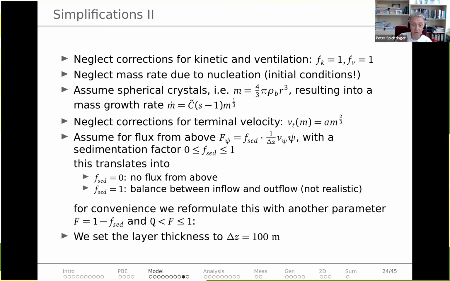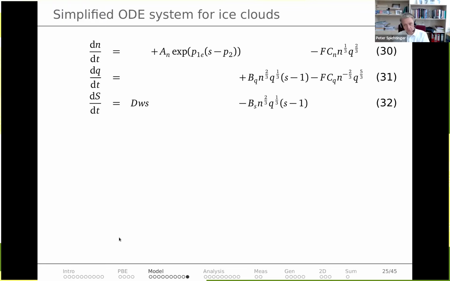And f equals 0 will be nothing is falling out. And we have a fixed layer thickness of the parcel. And here we are. So this is our system. So we cooked it down to a really simple system, but it's still kind of complicated. You still have the cooling term, the nucleation term, growth terms, and sedimentation terms.